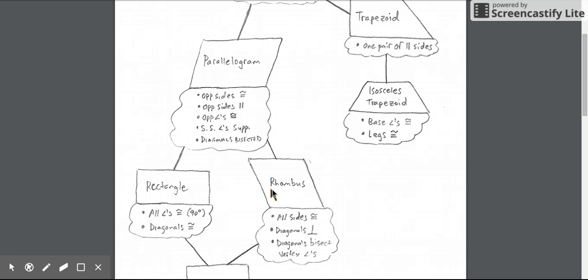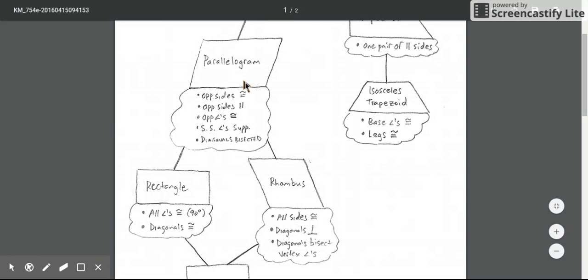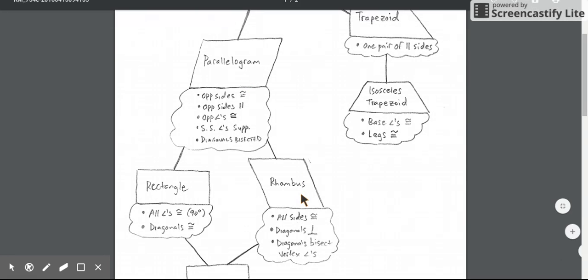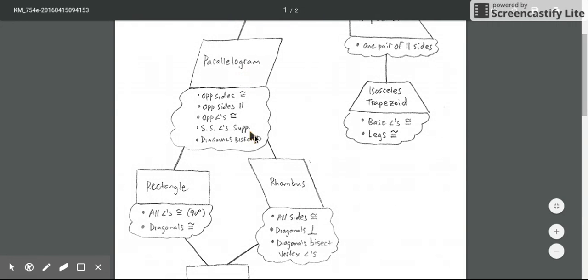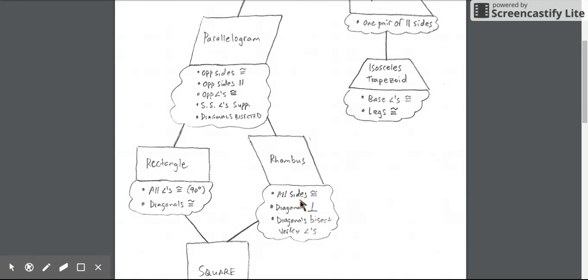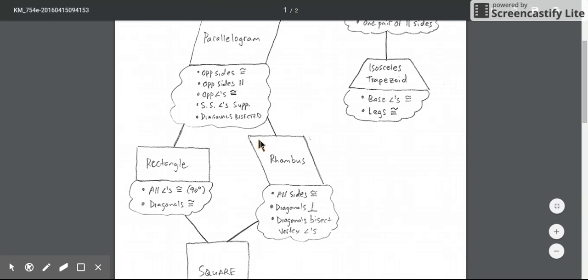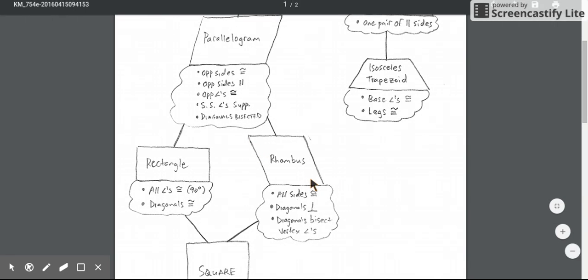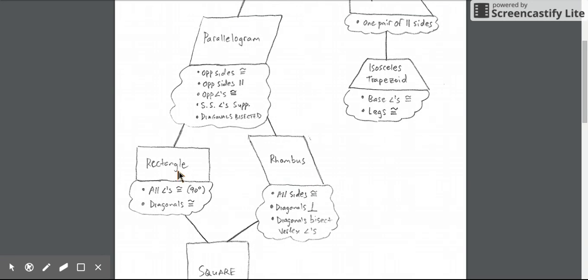So its sibling is a rhombus. They do not share each other's properties, but they share their parents' properties. So a rhombus is also a quadrilateral and a parallelogram. It inherits those top properties. But what makes it uniquely a rhombus rather than anything else is that all sides are congruent. Diagonals intersect perpendicularly. And the diagonals are going to bisect the vertex angles, or those corner angles. So those are the three unique properties of a rhombus. So a rectangle does not have those properties. A rhombus does not have the rectangle properties.